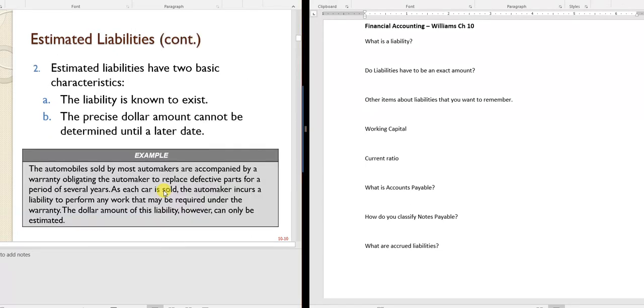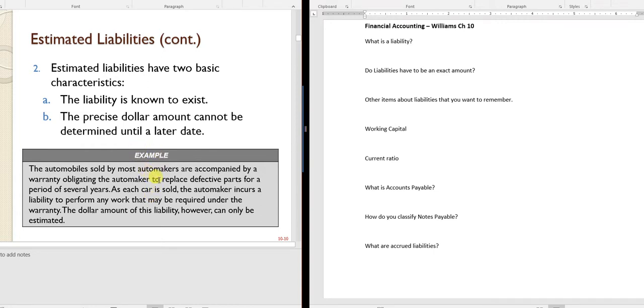So estimated liabilities, there are two basic characteristics. I know a liability exists, but I can't determine the precise amount until a later date. So a very good example is warranty. And we've estimated things before in our accounts receivable. We estimated the allowance for doubtful accounts. That's not a liability, that's a contra asset, since accounts receivable is an asset, and it's an asset I'm not going to get. But the same thing with warranties.